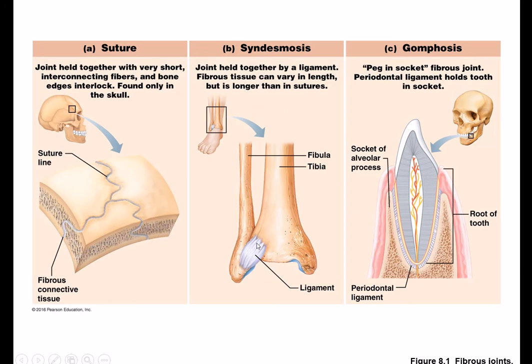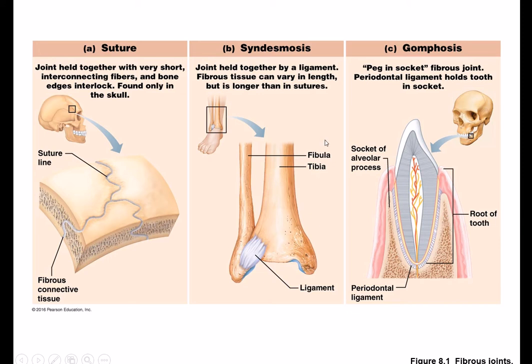Syndesmoses, like the distal tibiofibular joint, have a slightly longer ligament, but still not really very long. So not really getting a whole lot of movement in a syndesmosis. And the really cool thing about many of our joints, as I said, this is the distal tibiofibular joint, so it tells you right in the name of the joint what two bones it connects, the tibia and the fibula.